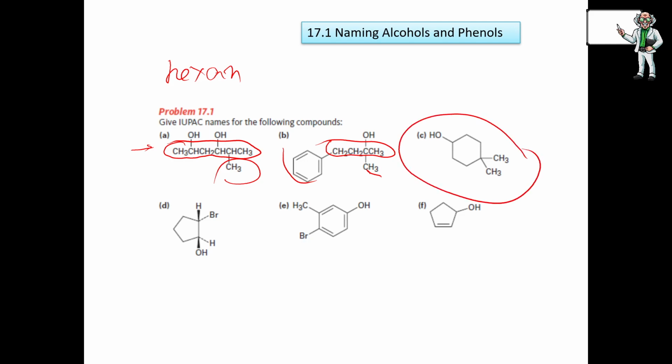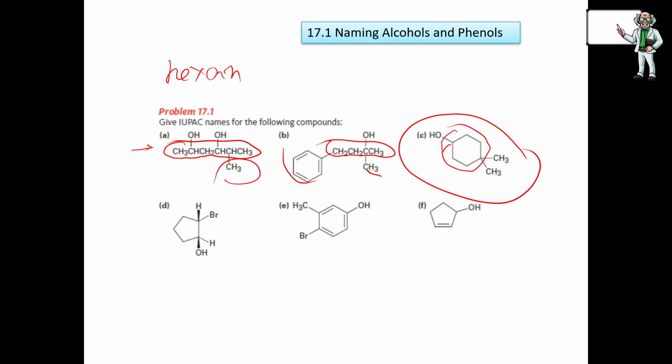Then we go for the compound C. Compound C is a cyclohexanol. The main carbon chain will be the cycle. That means it's a cyclohexanol. And then remember that always in a cycle the hydroxyl, or the main group, will be position 1. In position 4 we have 2 methyls. That means this will be 4,4-dimethylcyclohexanol.